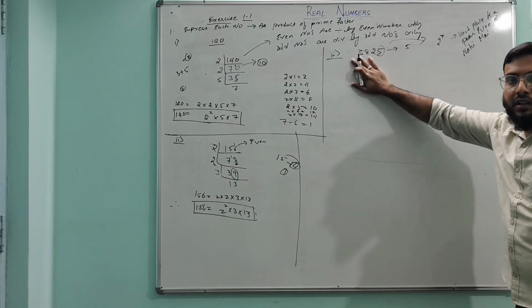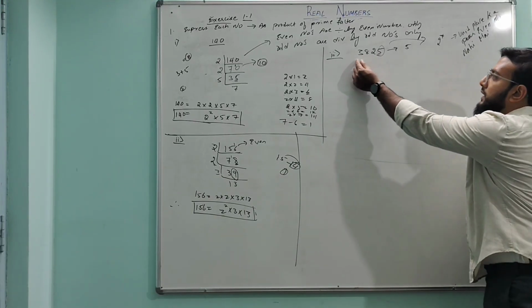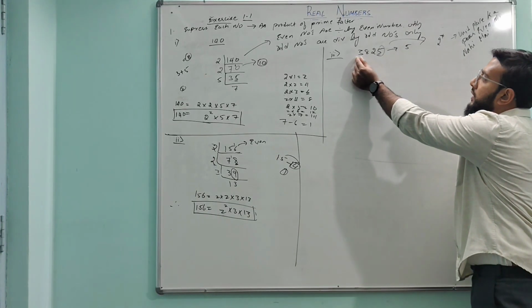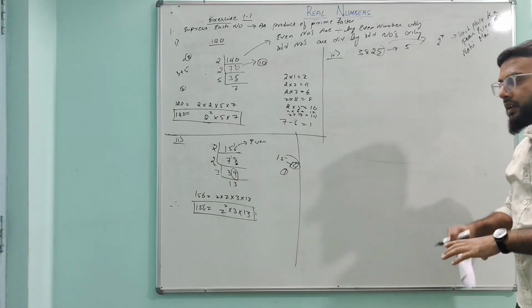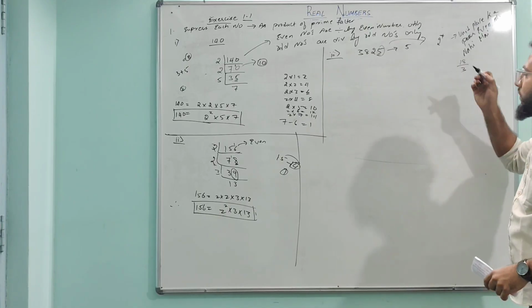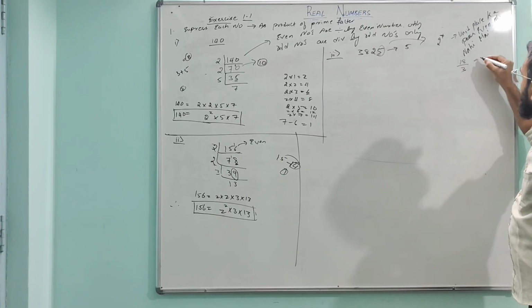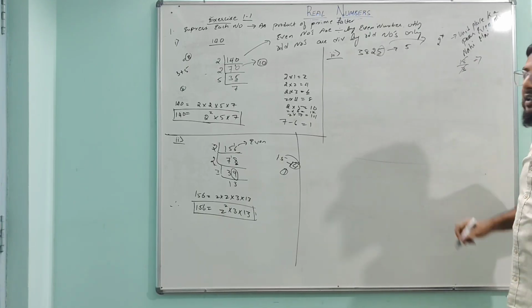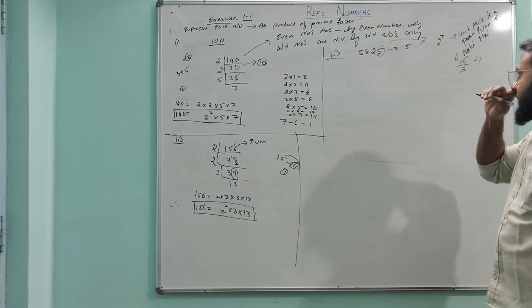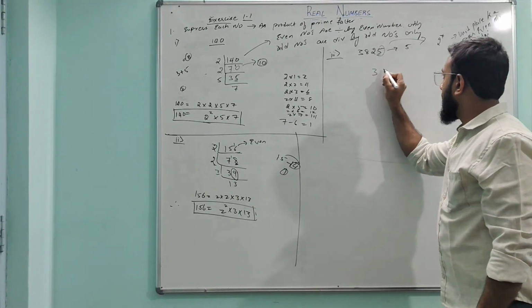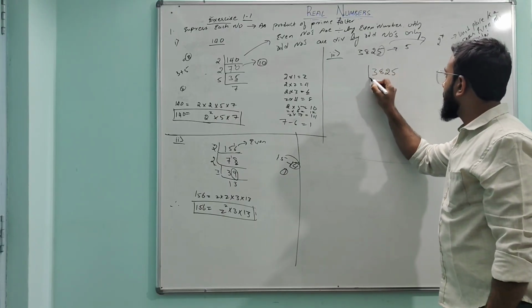3 का सिंपल डिविजिबिलिटी चेक कैसा है? 3 plus 8, 11, 11 plus 2, 13, 13 plus 5, 18. Correct? Is 18 divisible by 3? Obviously 18 is divisible. 3 1s are 3, 3 6s are 18. Then the whole number is divisible by 3. Let us go ahead. 3825.